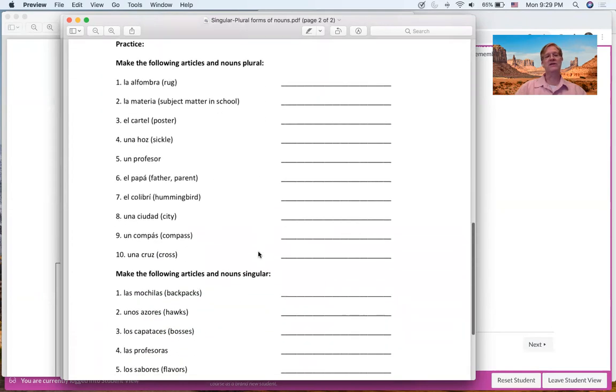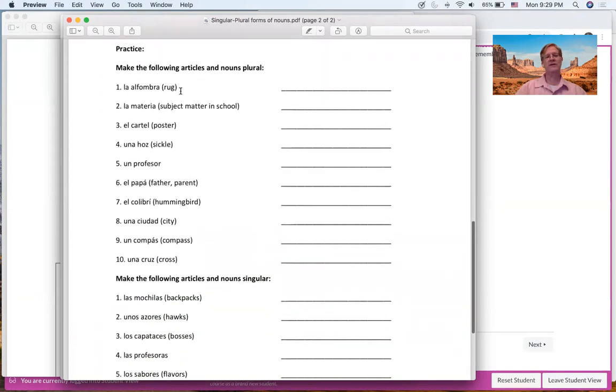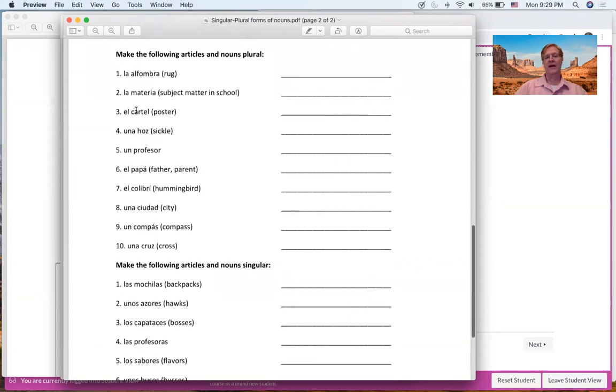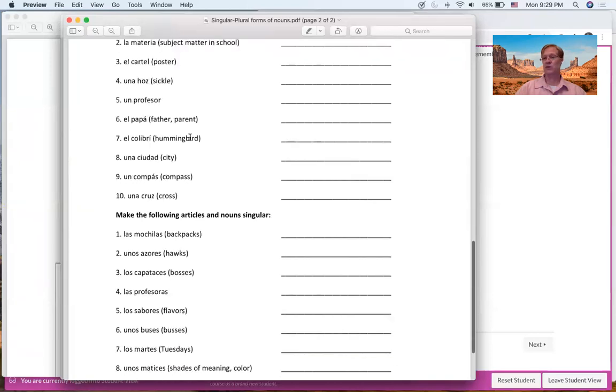In this exercise, we will practice 2 ways. One is taking a word from singular to plural. This is very easy. We make the article plural, las, and the noun ends in a vowel, so we add S: las alfombras. El cartel ends in a consonant, so we add ES: los carteles, just like that.